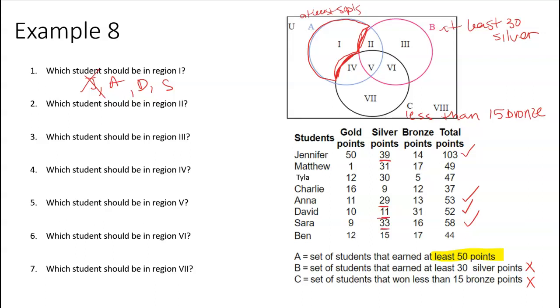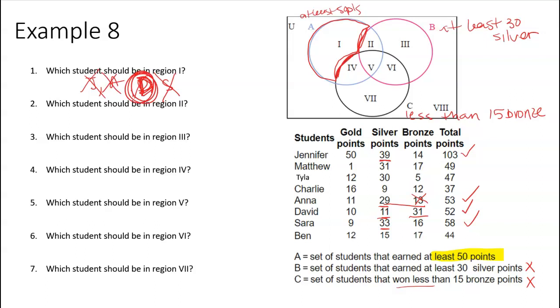I'm going to cross out Sarah. So now, who won less than 15? So we're looking at these guys. So David got more than 15. So who won less than 15? So we're crossing out anyone who won less than 15. So we would keep David.